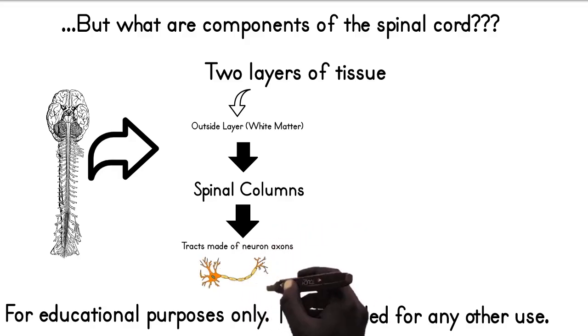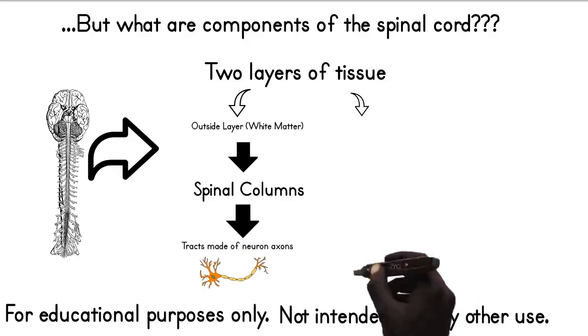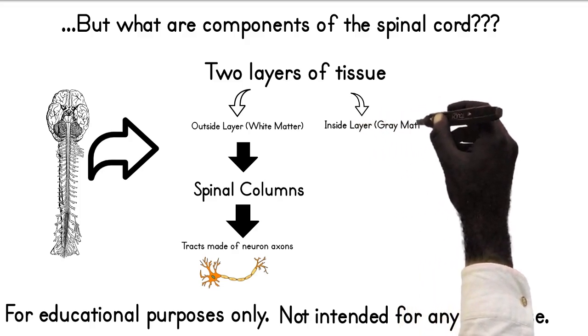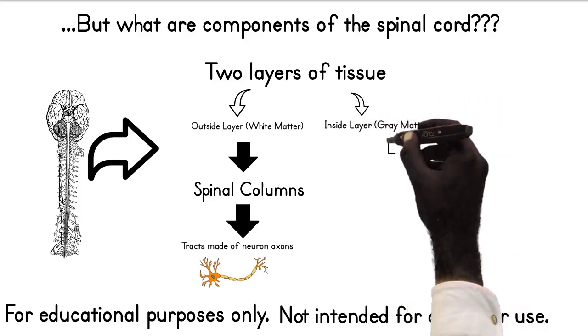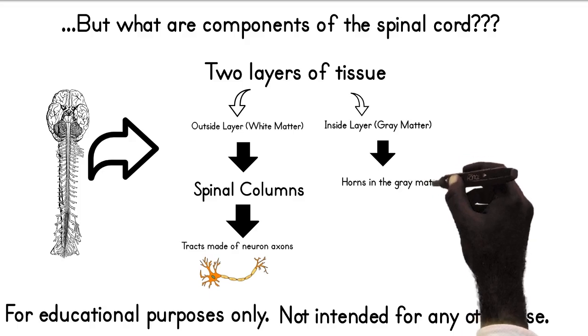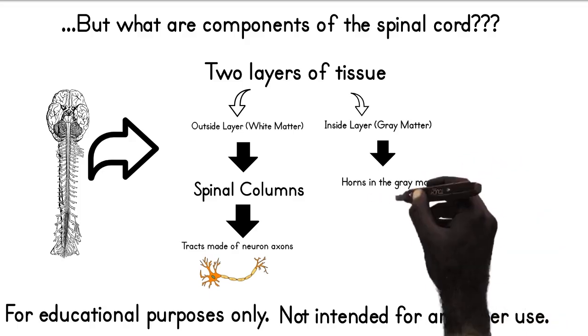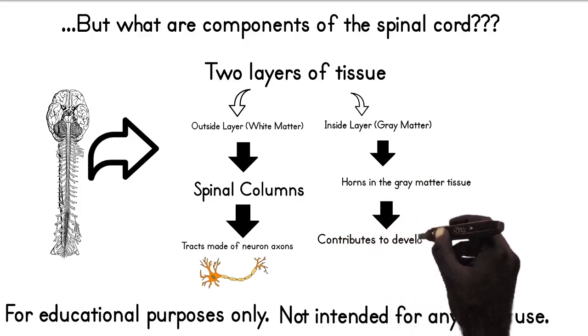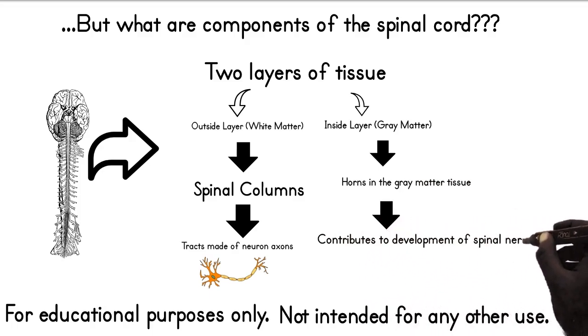On the inside of the spinal cord, this is where the gray matter tissue is found. And the gray matter tissue is organized and shaped in a way that gives rise to projections. And these projections are known as horns. And one of the functions of these projections or horns involves the formation of the spinal nerves.